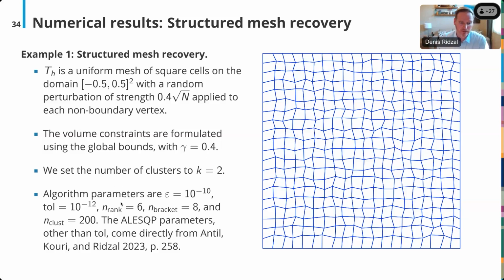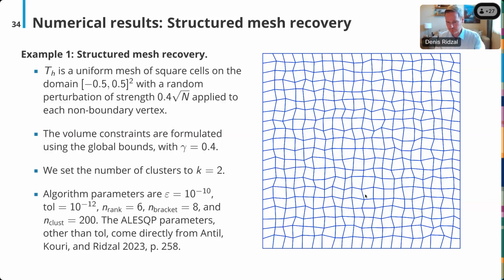The algorithmic parameters are 10 to minus 10 for the epsilon, this is the tolerance for the compression. Tau is the tolerance for ALSQP. So we solve these problems down to very small tolerance in terms of the optimization, just because we can. And there are a few other parameters for how many ranking cycles or bracketing cycles we want. And the ALSQP parameters are all taken from our 2023 paper.